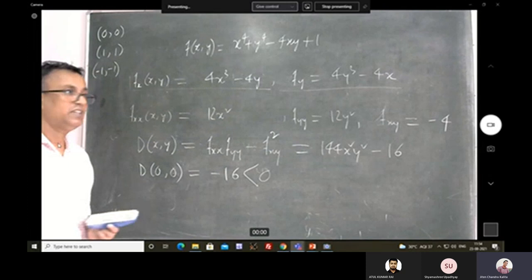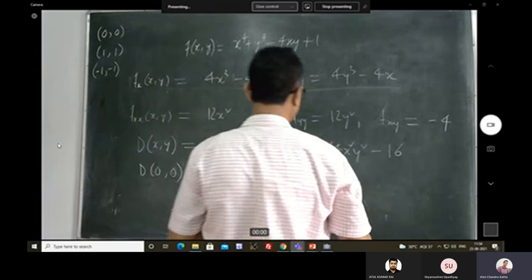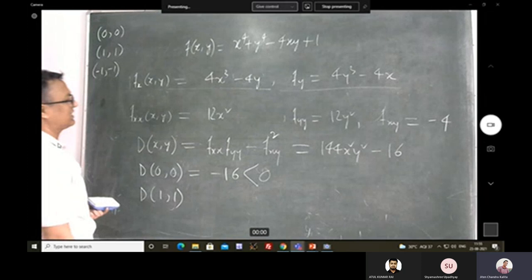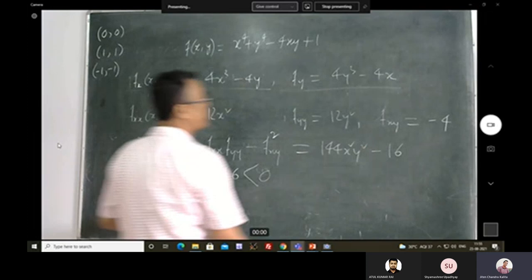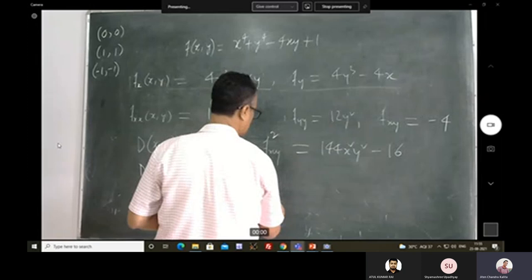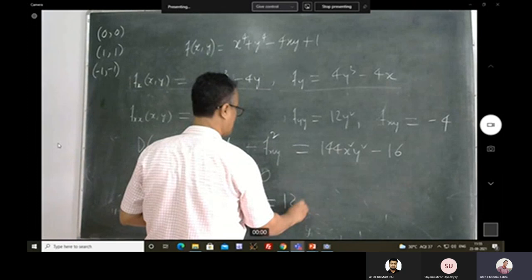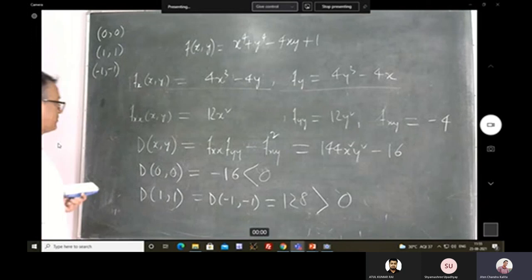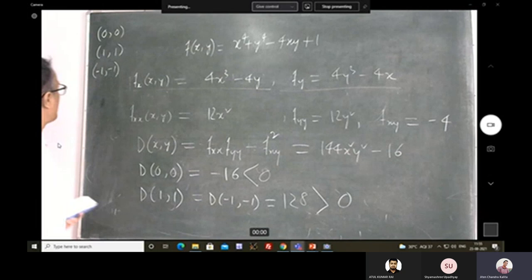And then at (1, 1), D(1, 1) is going to give you 144 minus 16. Similarly, D(-1, -1) also has the same value. So we got 128. So obviously at those points, there is a possibility of existence of either maxima or minima.